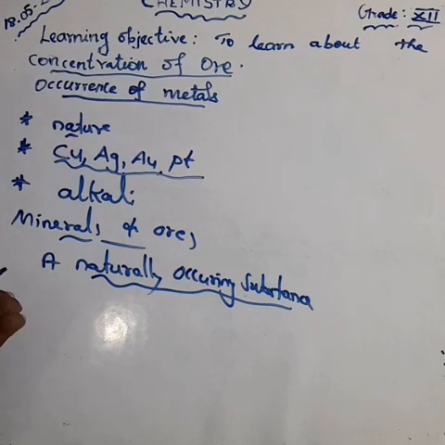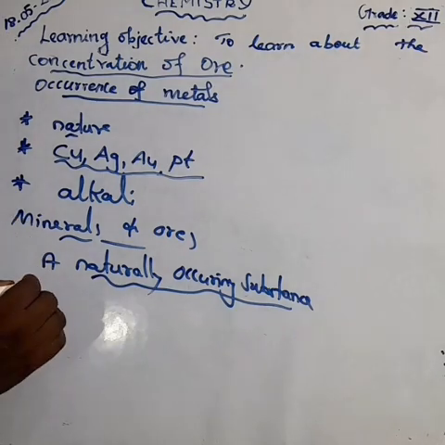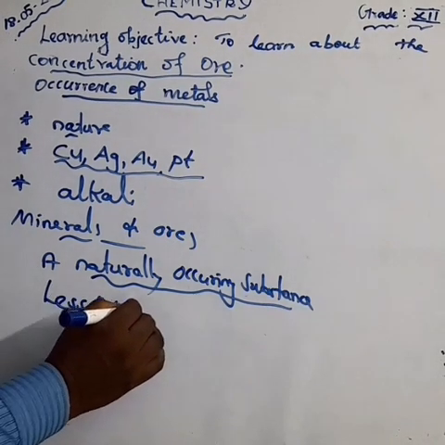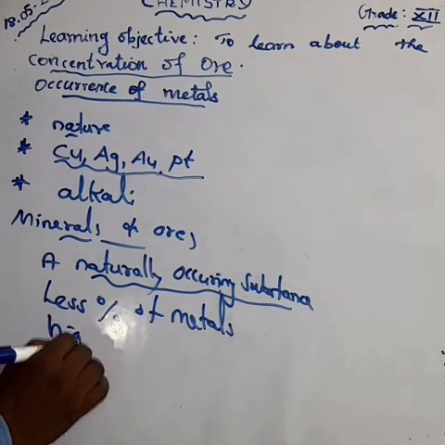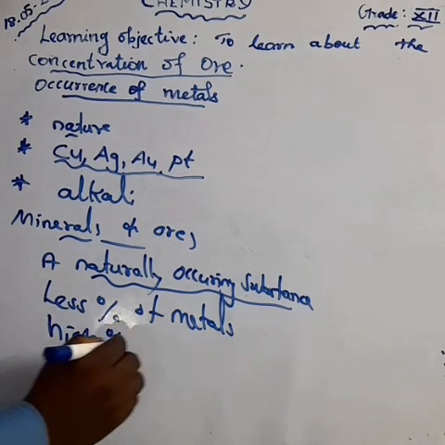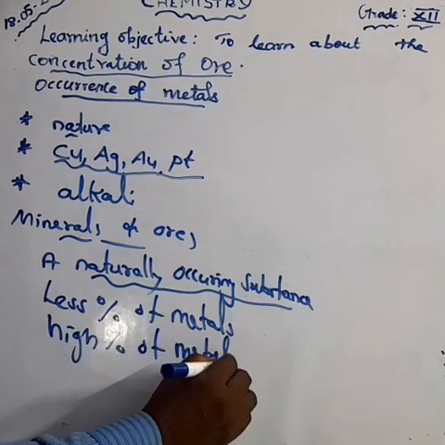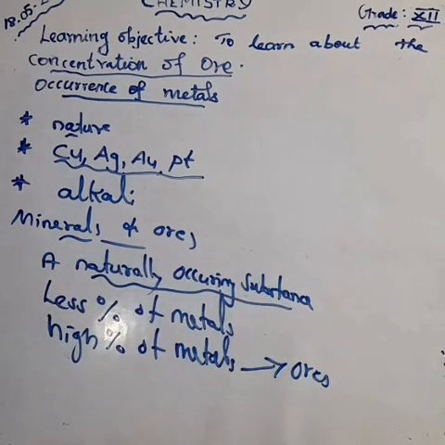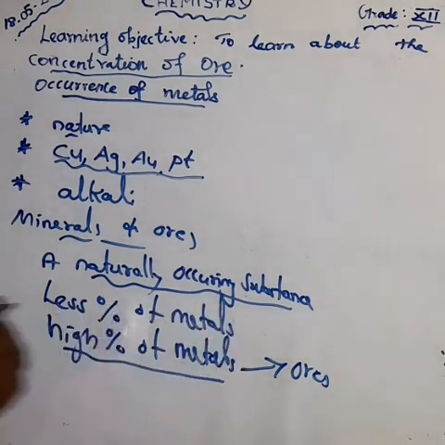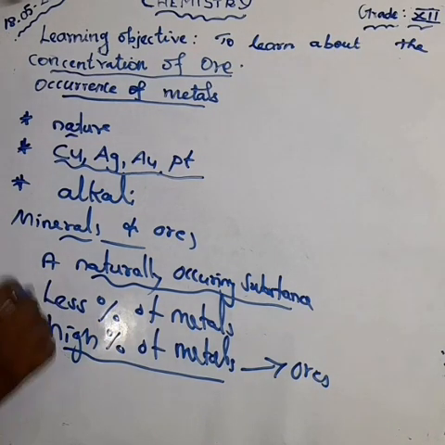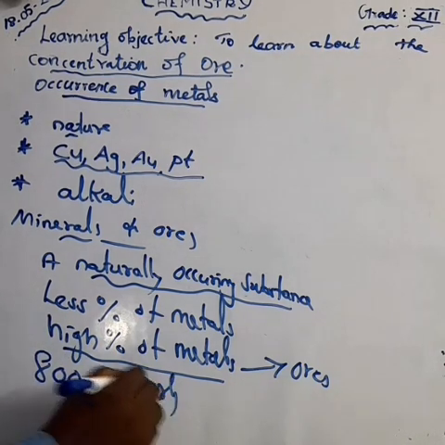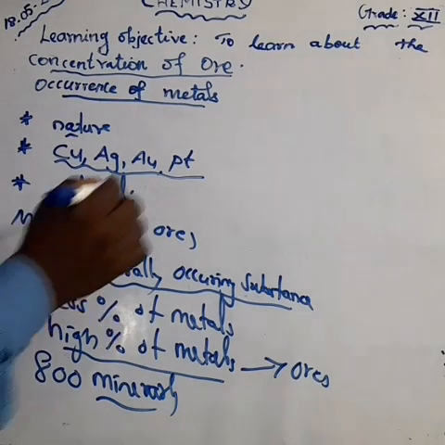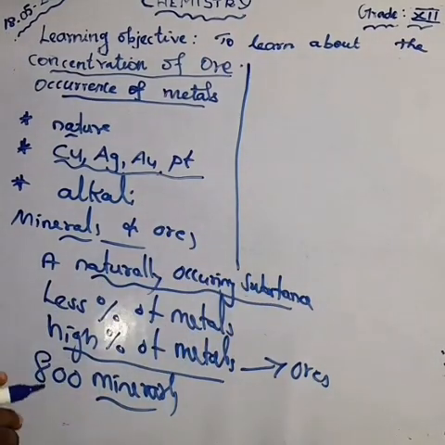Most minerals contain only a very small percentage of metal and are called minerals. Some minerals have a high percentage of metal, and those are called ores. So minerals that contain a high percentage of metal are called ores. For example, iron is present in around 800 minerals, but only a few contain a high percentage of iron. Hematite and magnetite are the ores of iron.